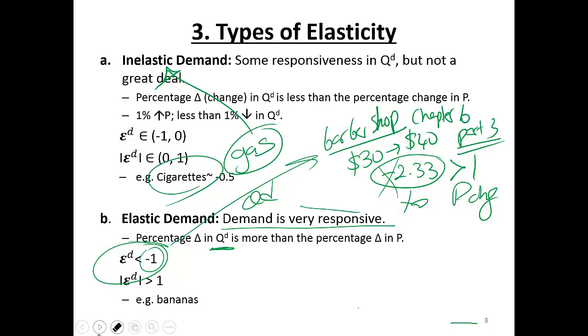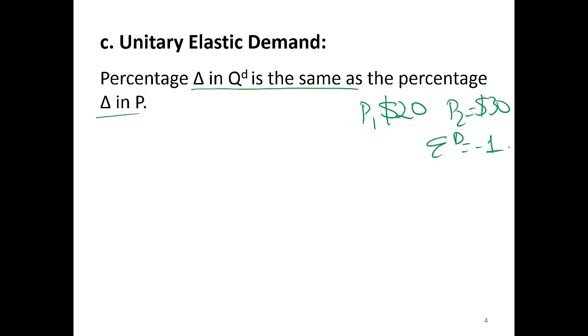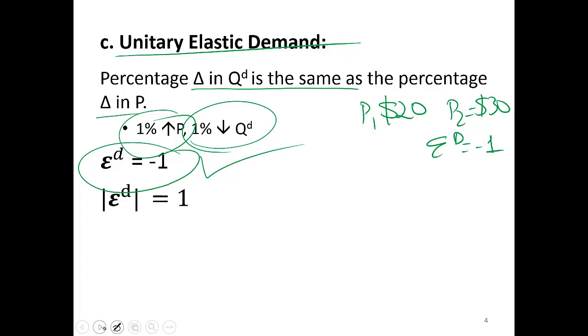Okay, so let's move on. Unitary elastic demand. This is the case in which the percentage change in quantity demanded is the same as the percent change in price. This is what happened when we increased the price to 30 bucks. Remember, we found price elasticity of demand was exactly equal to negative 1, right? Which means a 1% increase in price causes an exactly 1% drop in quantity demanded. So when you calculate price elasticity of demand and find negative 1, that is considered unitary elastic demand, or in absolute value it's 1.